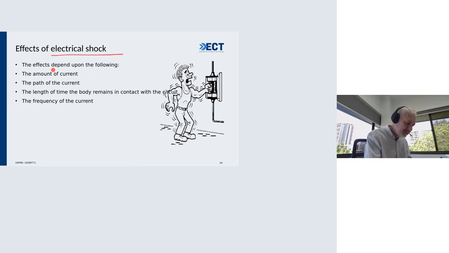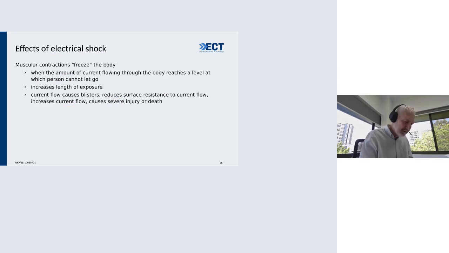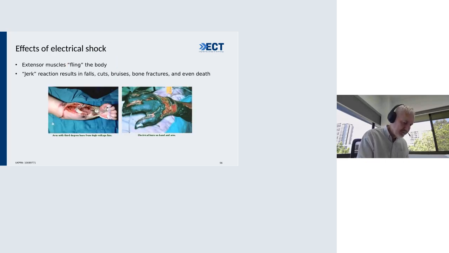And obviously electric shock depends on the amount of current, the path of the current. So if your current path is across your chest, you could have a problem there. And obviously the length of time and the frequency of the current. So you can have a small amount of current, but muscular contractions freeze the body. So obviously we want to avoid electric shocks at all times.